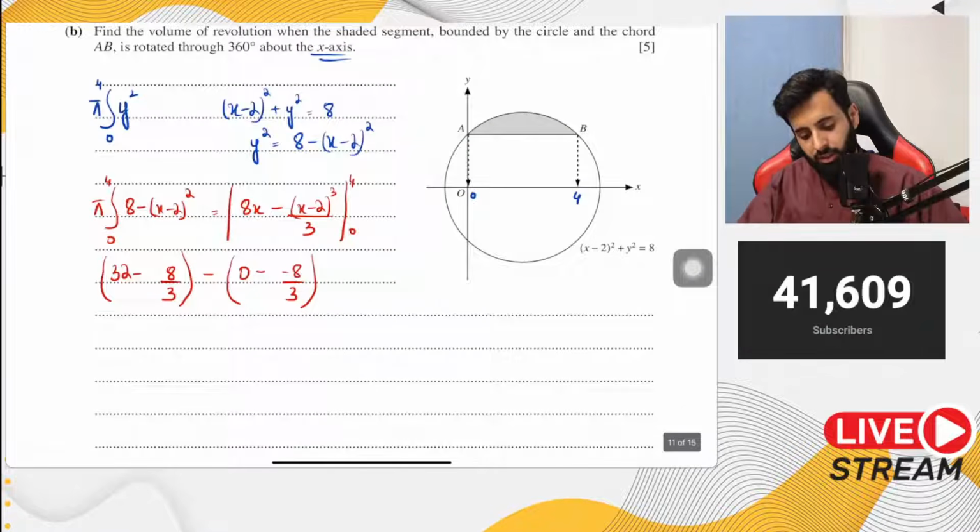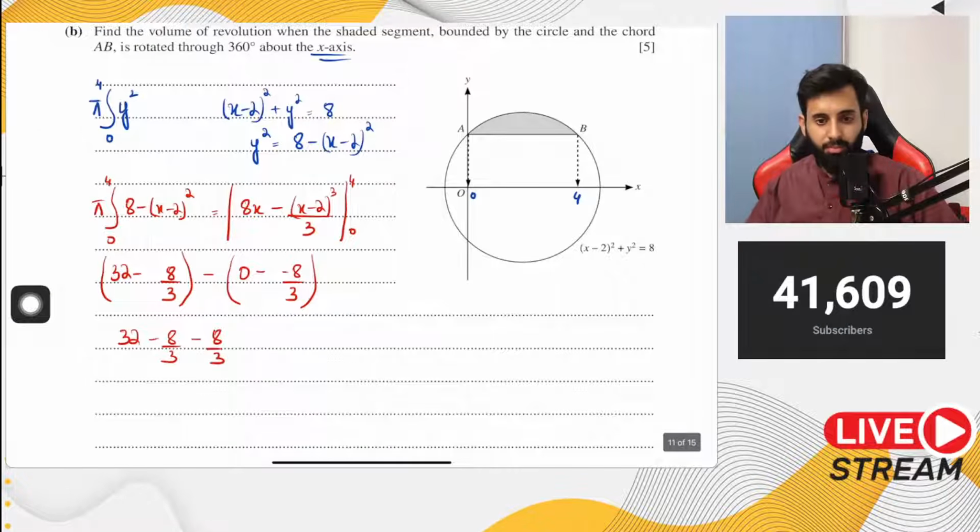So what you're looking at is this. 32 minus 8 upon 3, minus, so minus minus will become plus, and then eventually when it gets multiplied by minus, so minus 8 upon 3. Let's simplify this. 8 upon 3 plus 8 upon 3 and 32 minus the answer. So what you're looking at is 80 upon 3 pi.